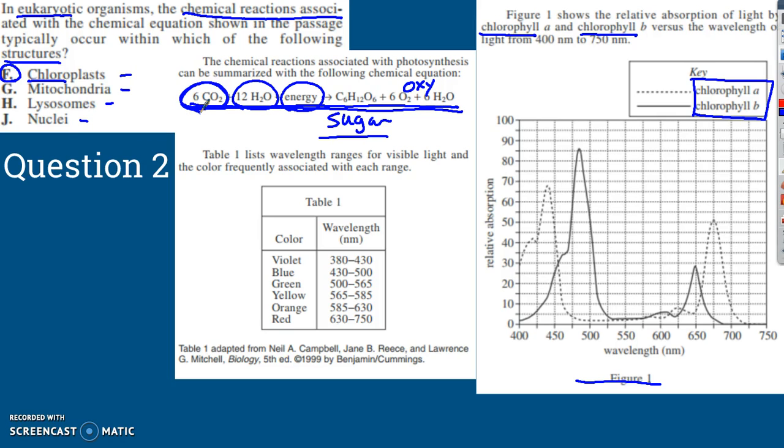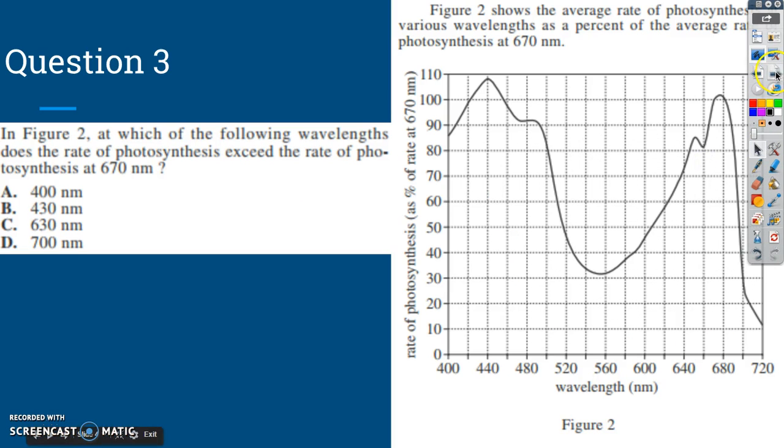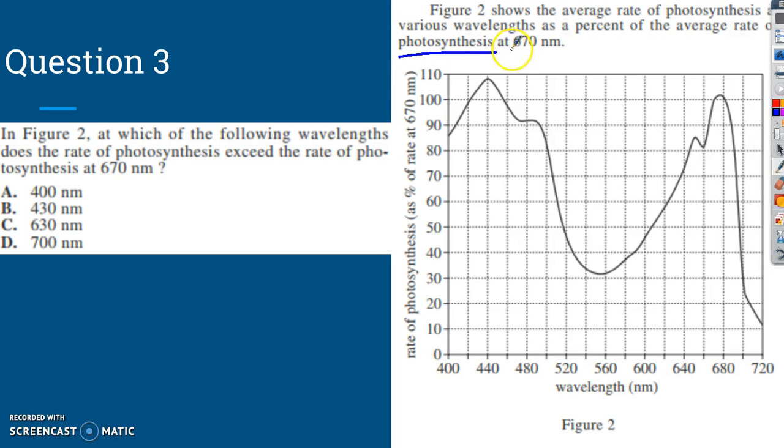So even if you don't know the correct answer and it doesn't look like it's directly in the information, you can still use it by inferring things about vocabulary that are in the question. That was a little bit harder because it wasn't all there. Question number 3. We got another picture here. We're still looking at photosynthesis, at 670 nanometers.